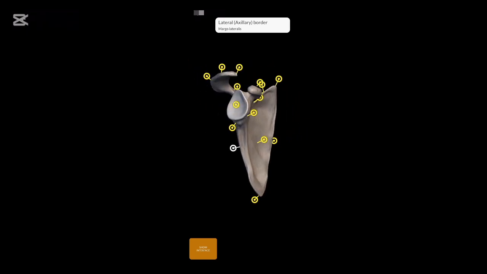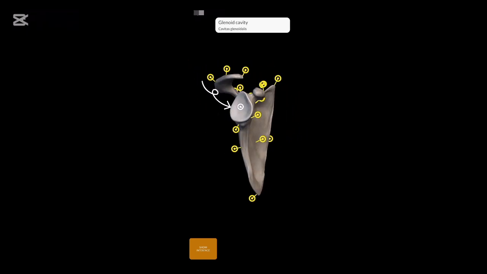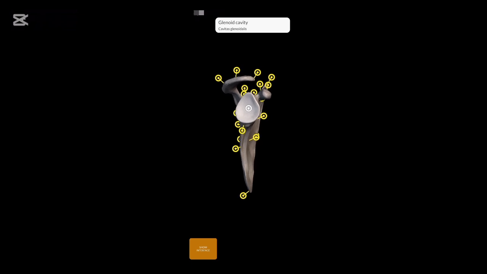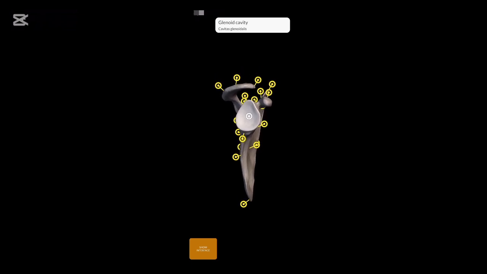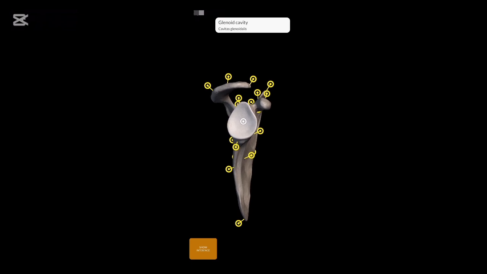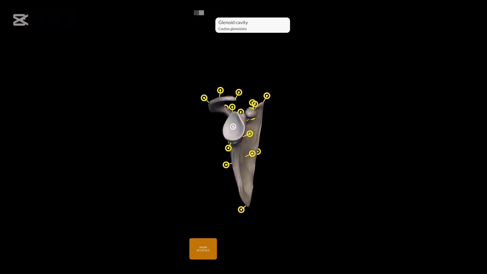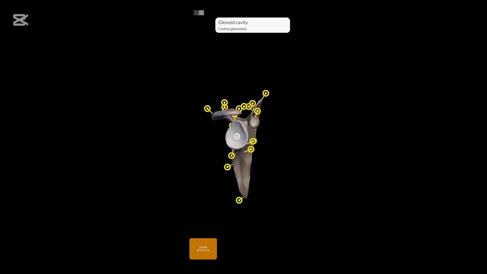the glenoid cavity. The glenoid of the scapula, more precisely called the glenoid cavity or glenoid fossa, is the shallow, pear-shaped articular depression found on the lateral angle of the scapula. It serves as the socket of the shoulder joint, glenohumeral joint, where it articulates with the head of the humerus, upper arm bone.